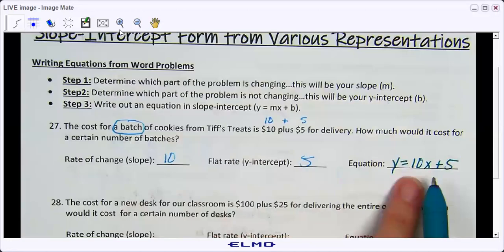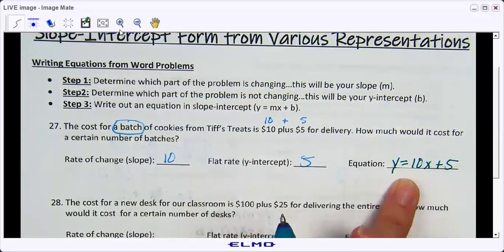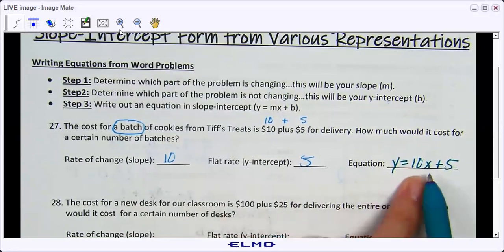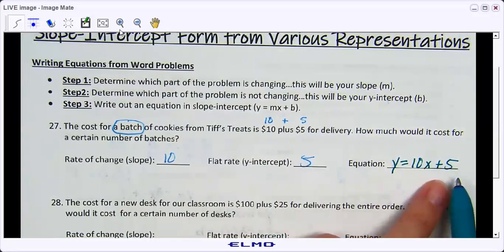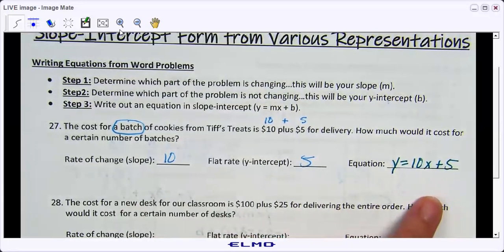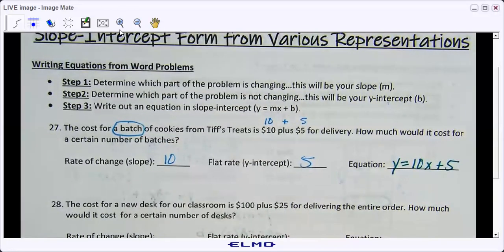And you could read this as each batch of cookies costs $10, and then I have to tack on $5 for delivery. So say I bought 2 batches. 10 times 2 is 20 plus the $5 delivery fee would be $25. And that's how much it would be for 2 batches of cookies to be delivered by Tiff's Treats.